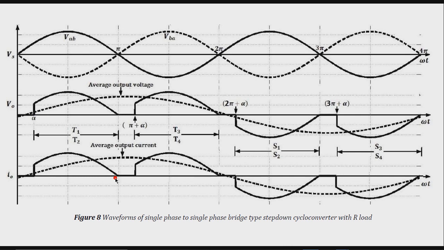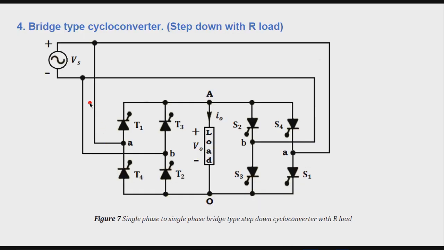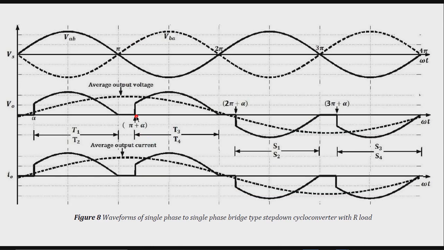After omega t is equal to pi, the negative cycle of the supply starts, hence B is positive with respect to A. Then this terminal becomes positive with respect to this. Thereby, forward biased thyristors T3 and T4 are triggered at omega t is equal to pi plus alpha. Here T3 and T4 are triggered and the load voltage now is shown in this waveform. So now the load voltage becomes like this. At omega t is equal to 2 pi, thyristors T3 and T4 are commutated.